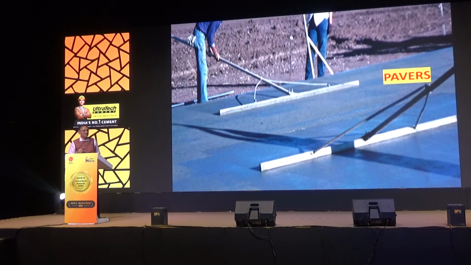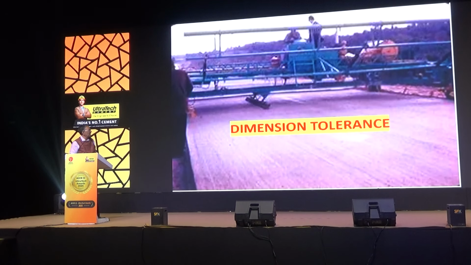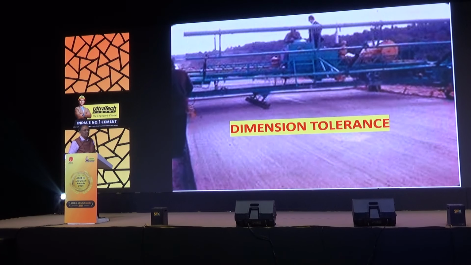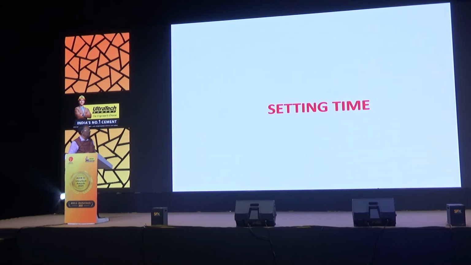This is the word I missed actually. Paver also we can use for slabs actually. You can put the vibrator to the paver and then compact the slab and level it also. Dimension tolerance, mainly we use it for pavements. These pavers, automatic pavers, and we can maintain the dimension tolerance in the pavers.